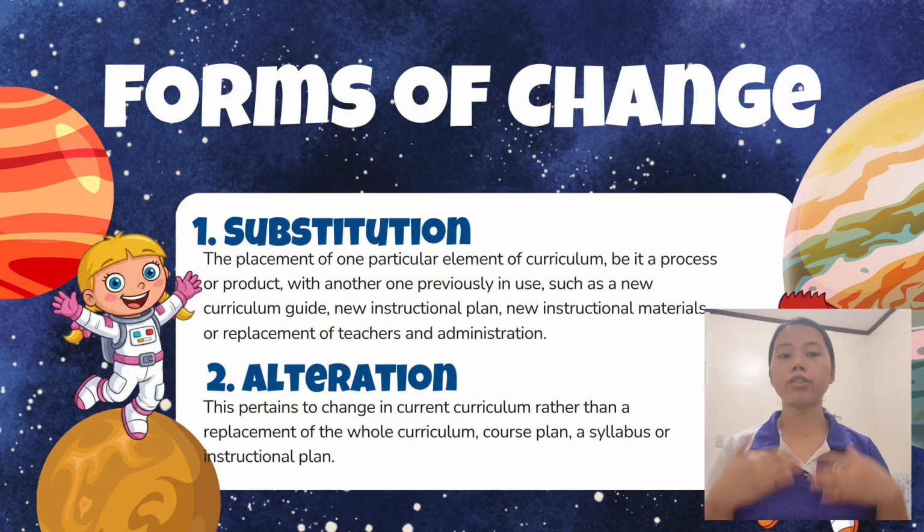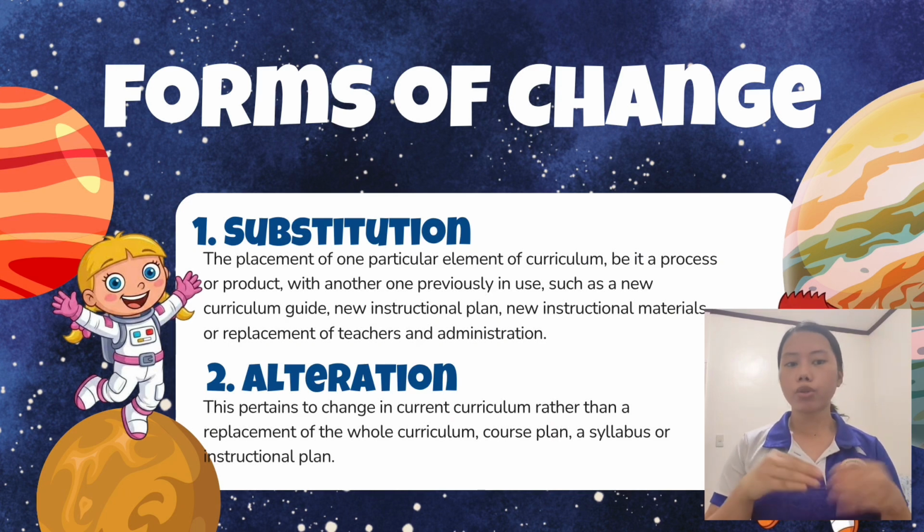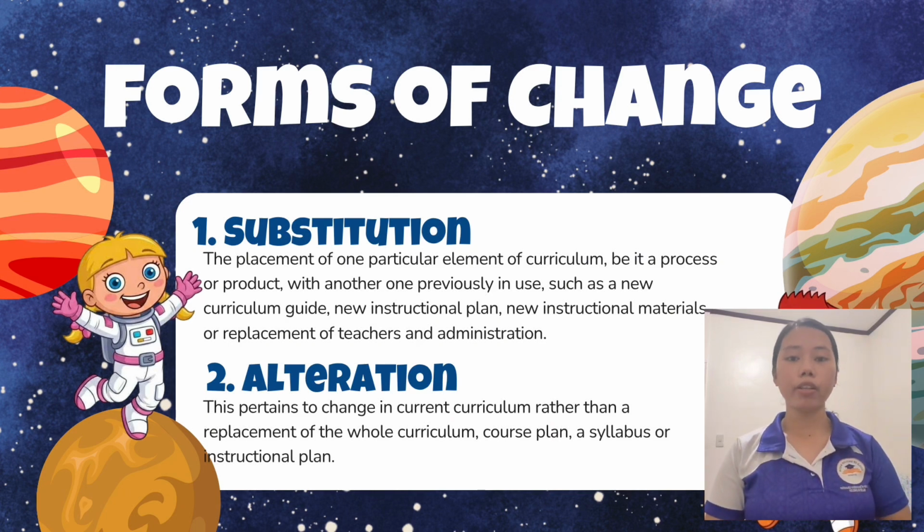So basically, it is a direct replacement where you take one thing out and put a different one in its place. For example, we throw away an old textbook and use a brand new one.